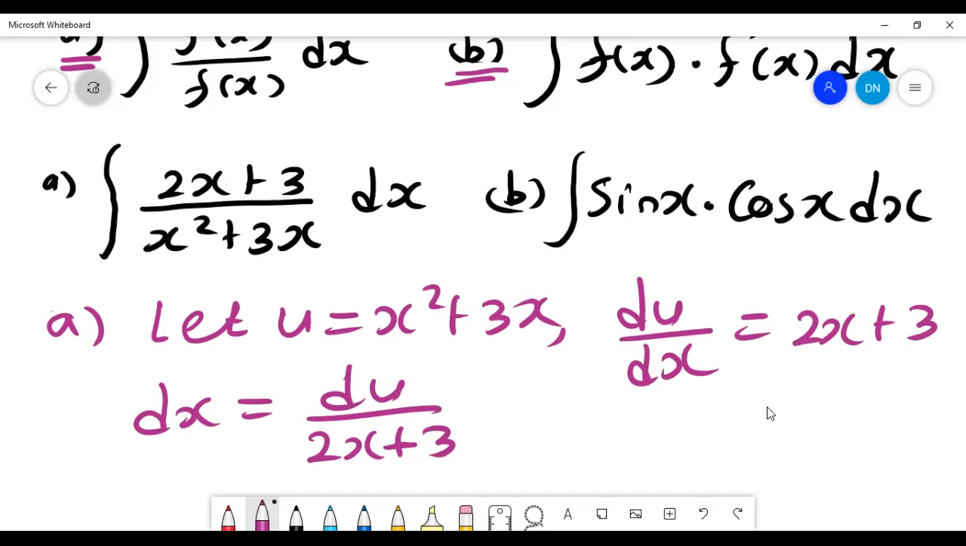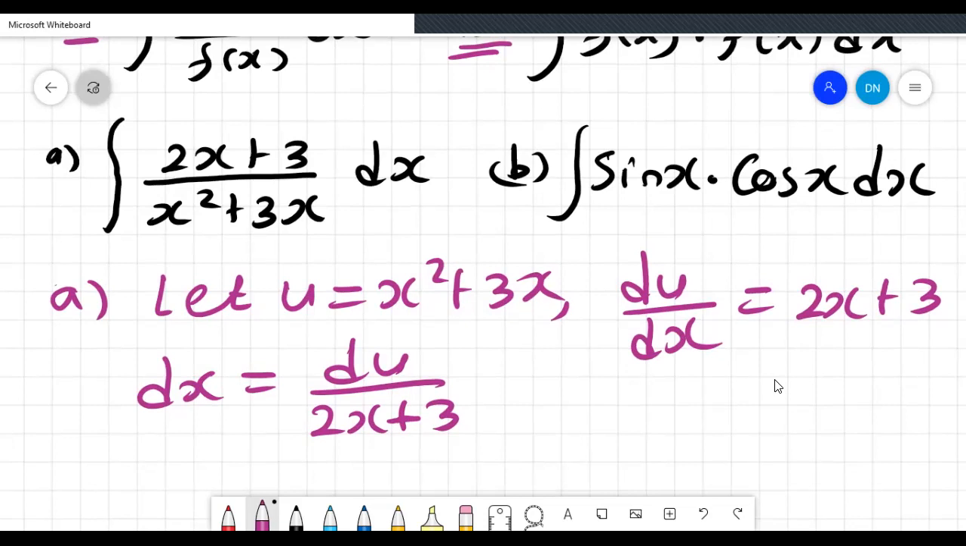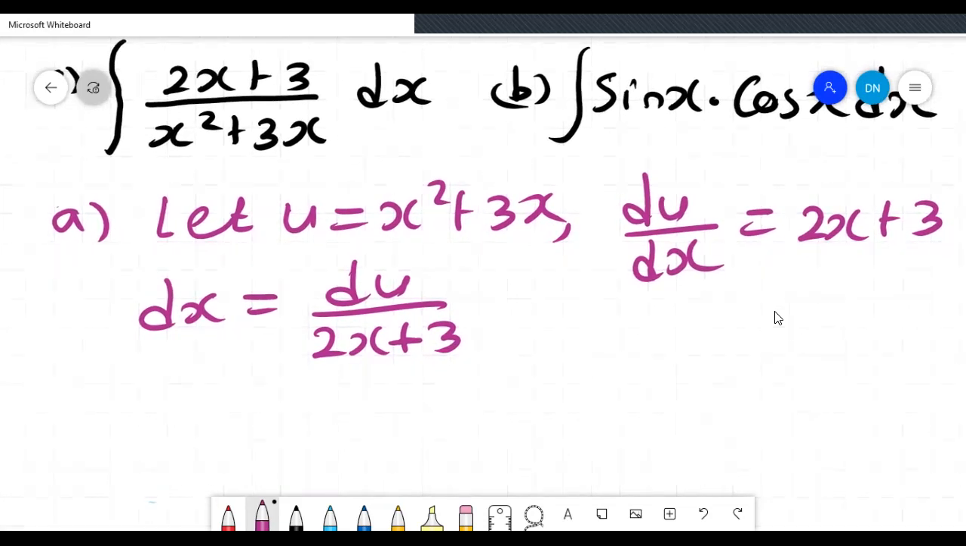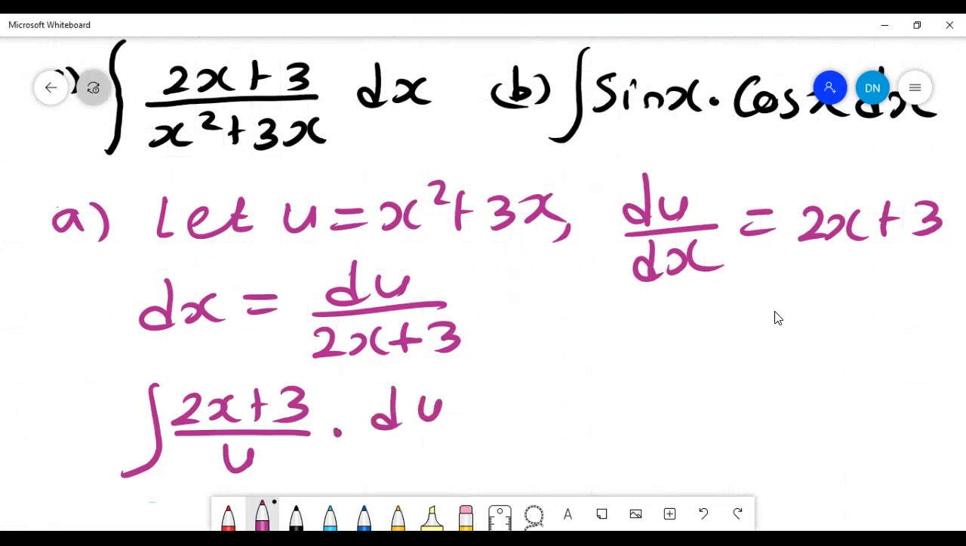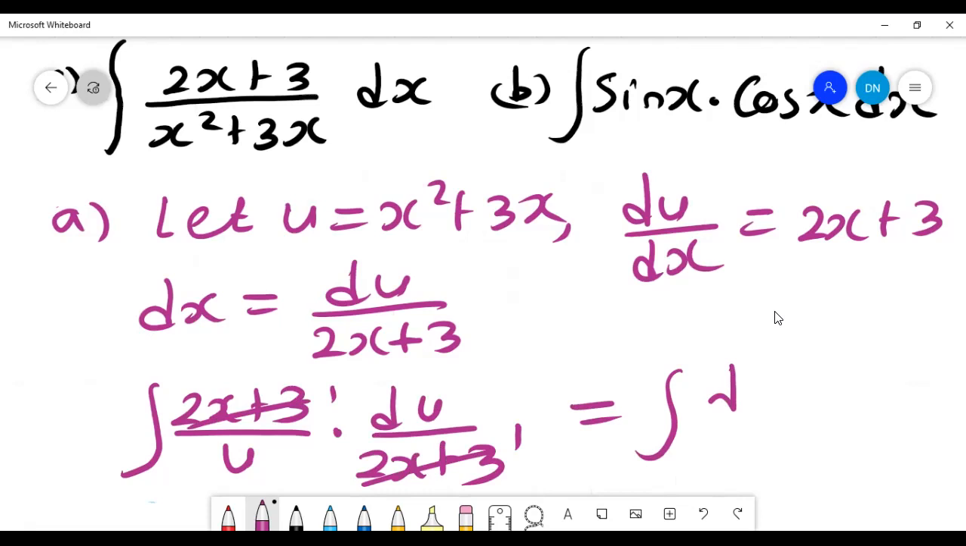Now I go to the original equation and substitute in the values. I get 2x plus 3. Instead of writing x squared plus 3x, I put u. And instead of dx, I put du over 2x plus 3. And this will cancel out, and what I'll be left with is du over u.